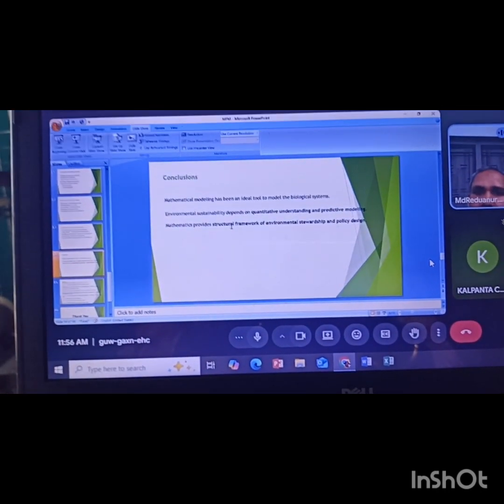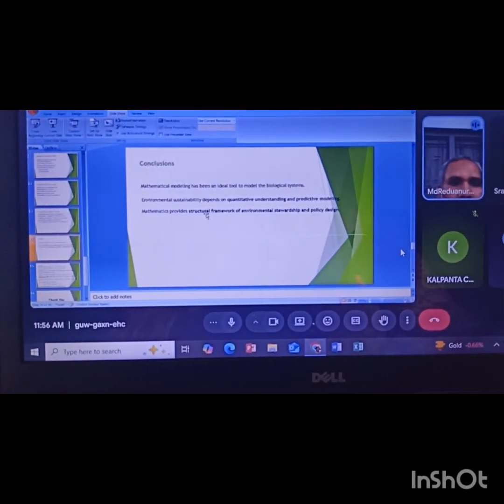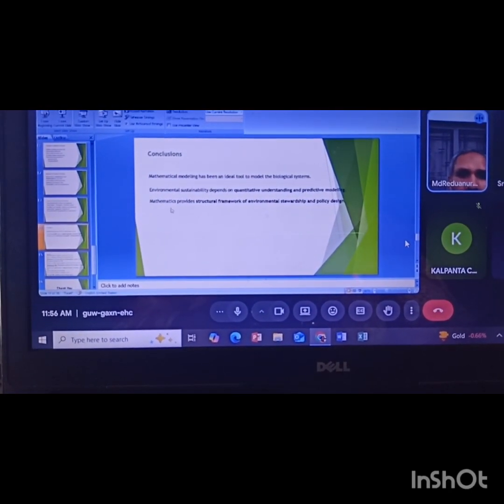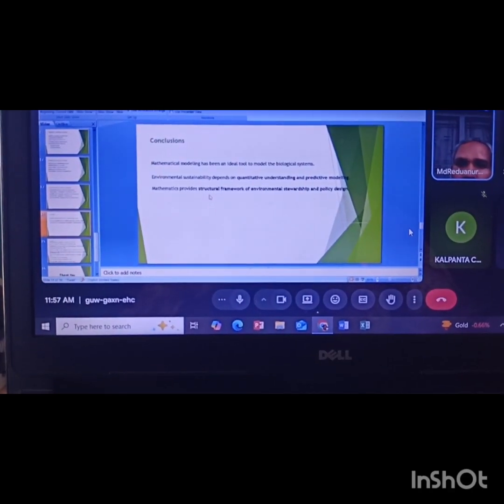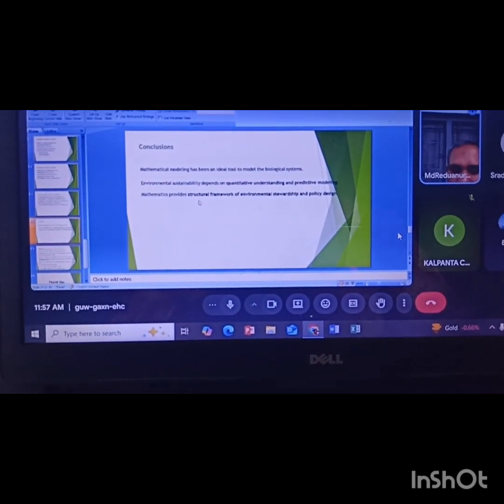Now, in conclusion, I can say that mathematical modeling has been an ideal tool to model biological systems, meaning ecological systems, and environmental sustainability depends on quantitative understanding. Mathematics provides a structural framework of environmental stewardship and policy, and humanity gains the capacity to navigate the planetary boundaries responsibly and to cultivate resilience.